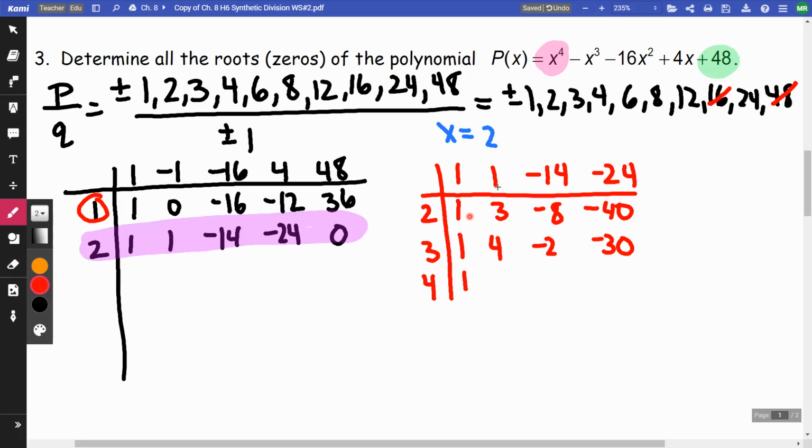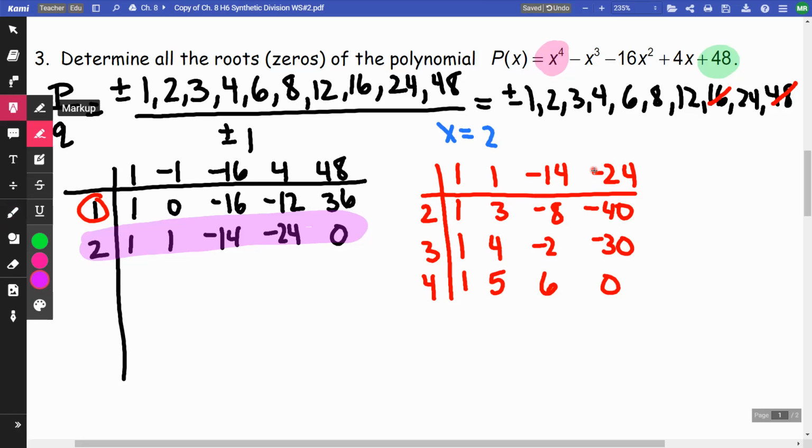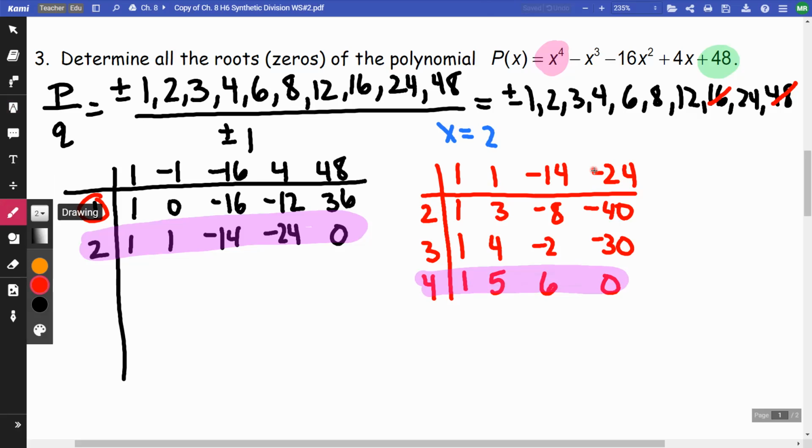So 1 times 4 is 4, I add it, I get a 5. 5 times 4 is 20. I add it, I get a 6. 6 times 4 is 24. I add it to a negative 24 and I get a 0. So I did find a second 0 here. So I had the x equal 2 from before, and now I have an x equal 4.